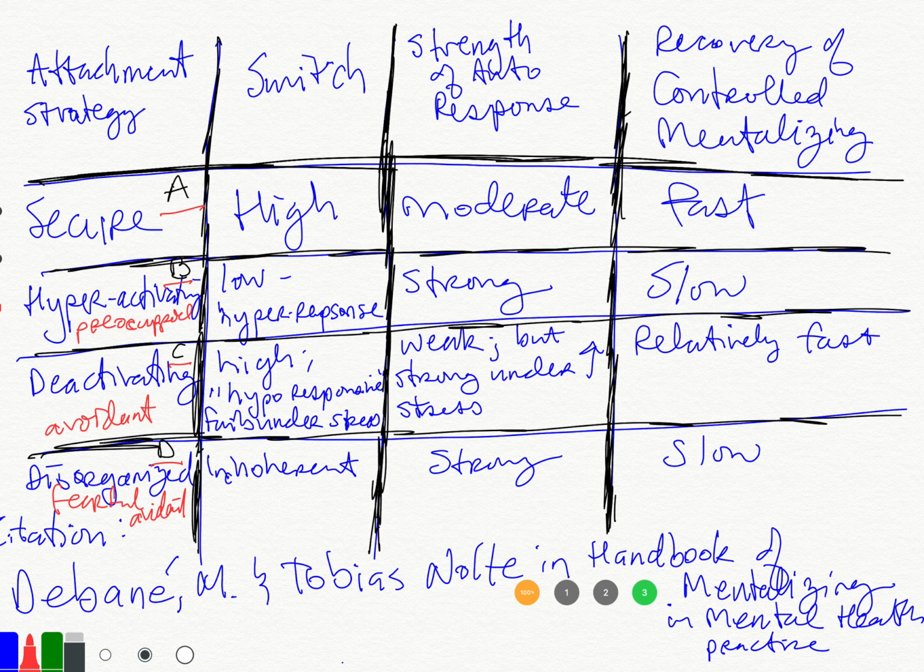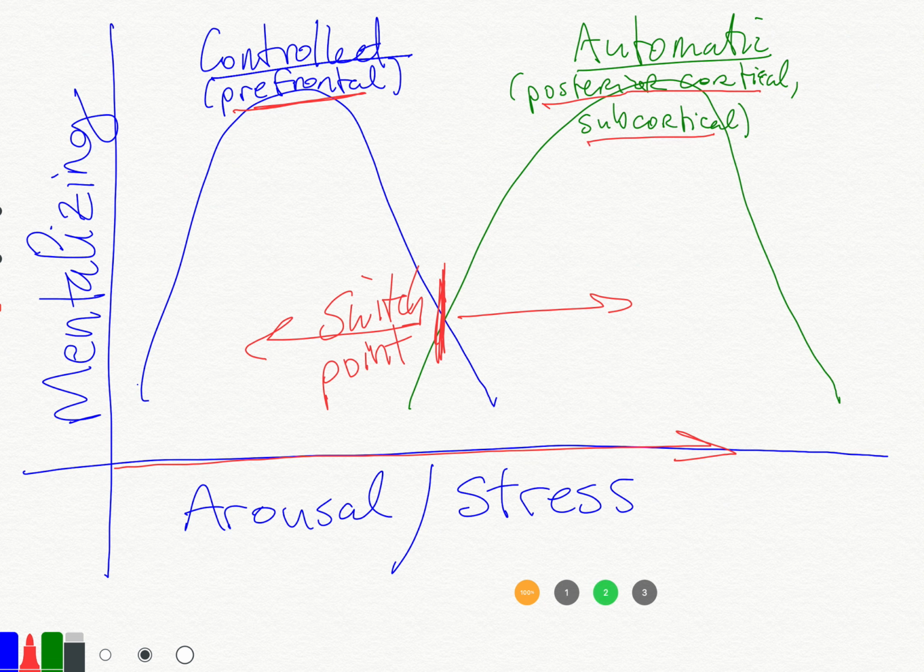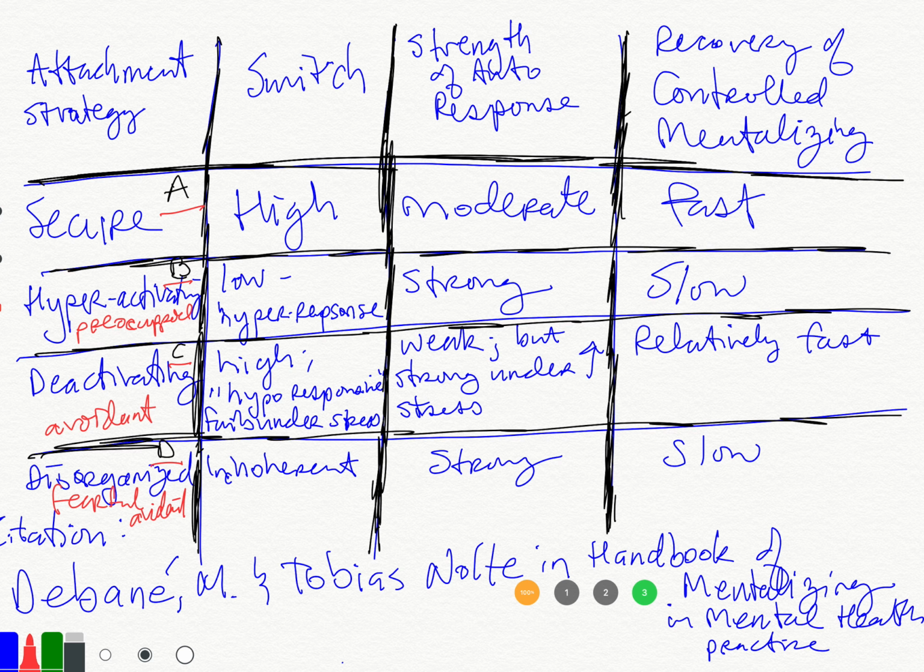The preoccupied individual has a low switch point, so their switch point is shifted to the left. They have a strong automatic response, and they have a slow ability to return to controlled mentalizing. The avoidant individual tends to have a higher switch point shifted to the right. However, they do fail under stress. The strength of their automatic response can seem weak, but it does become strong when under enough stress. So they can also have a fairly robust response if stressed enough. Recovery of controlled mentalizing is relatively fast.